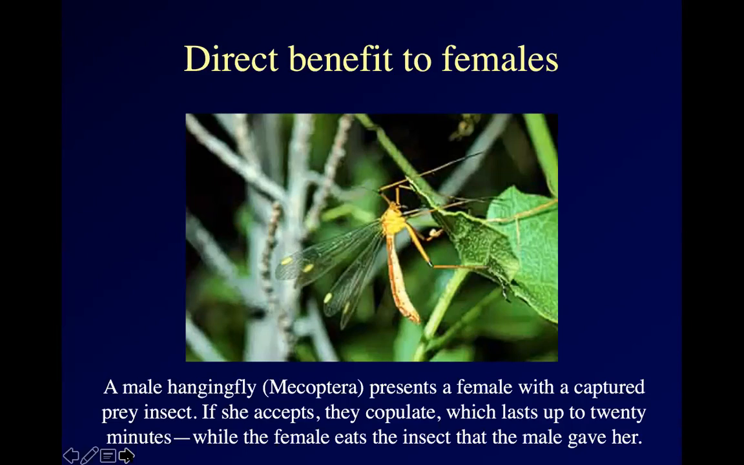But a male, when it's time for him to mate, will catch a prey insect. Mecopterans are predators. And he'll snag an insect and give it to the female. She might refuse it, especially if it's too small. But if she accepts it, she'll start eating it. And while she's eating it, he will copulate with her. And their copulation can last up to 20 minutes.